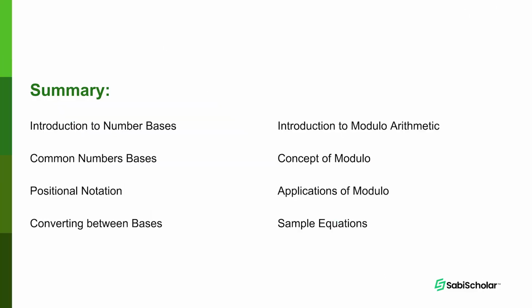That brings us to the end of the lesson on number bases and modulo arithmetic. As a summary, we've looked at an introduction to number bases or radix. We looked at some common number bases used, which are base 2 binary, base 8 octal, base 10 decimal, which is the general base, and the hexadecimal base, which is base 16. We talked about positional notation, whereby the position of the digits in number bases represents their value, and that value is in powers of the base.